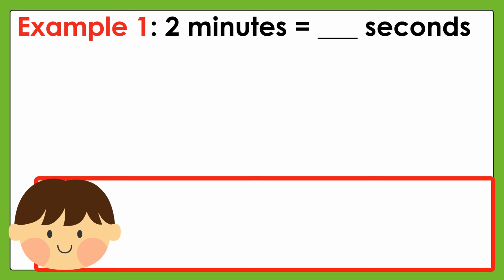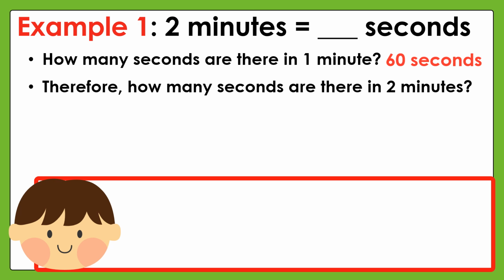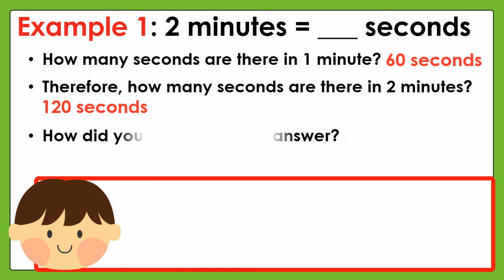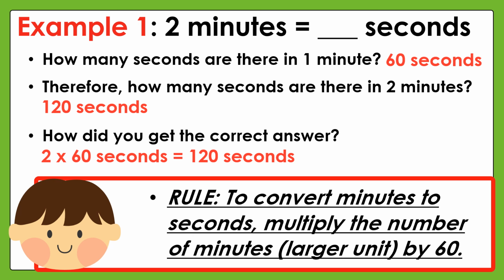Example number 1. 2 minutes is equal to blank seconds. How many seconds are there in 1 minute? The answer, 60 seconds. Therefore, how many seconds are there in 2 minutes? The answer, 120 seconds. How did you get the correct answer? 2 times 60 seconds is equal to 120 seconds. The rule: to convert minutes to seconds, multiply the number of minutes, the larger unit, by 60.